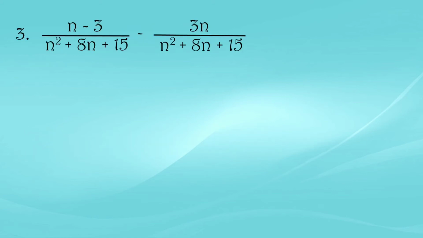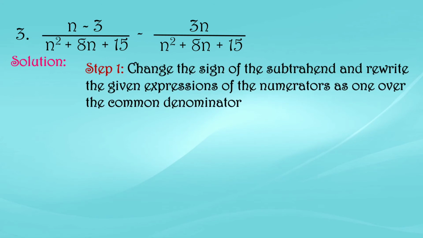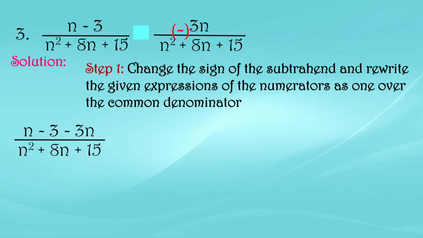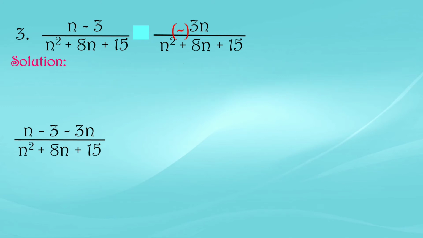Let's solve number 3. n minus 3 over n squared plus 8n plus 15 minus 3n over n squared plus 8n plus 15. So, solution. So, change the sign of the subtrahend and rewrite the given expressions of the numerators as 1 over the common denominator. So, yung 3n magiging negative. At isulat na natin siya. So, n minus 3 minus 3n over n squared plus 8n plus 15.